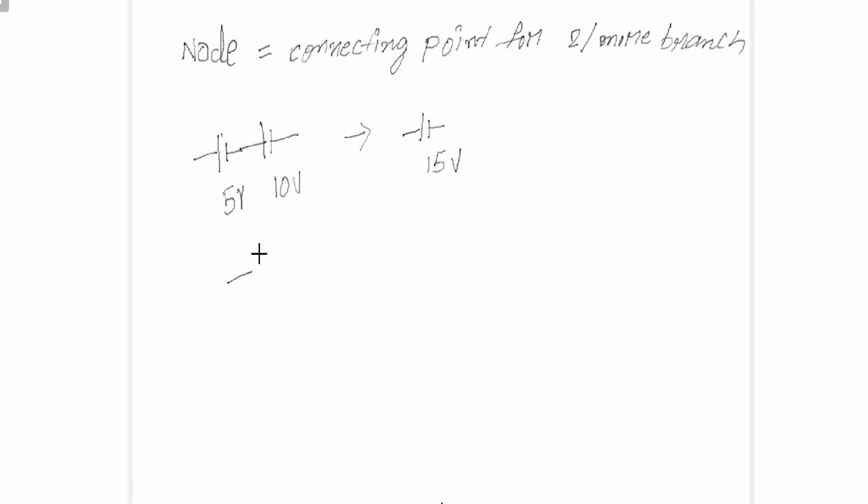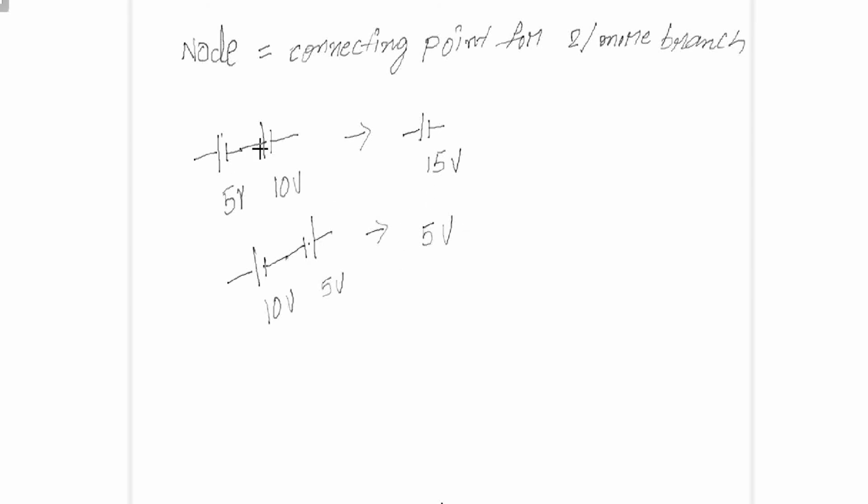If I have it like this, if this is your 10 volts and they are connected like this, if this is your 5 volts, then what will be the equivalent? 5 volts. How are you telling? If positive is connected to negative, or negative is connected to positive, only then we have to do summation. If the negative is connected to negative, if the same polarities are connected, then we have to do subtraction.